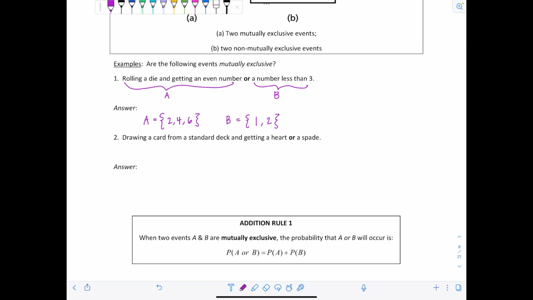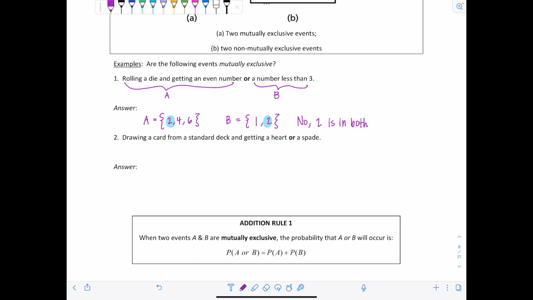Now look at these two sets here, A and B. Is there any overlap? Is it possible for something to happen that belongs to both A and B at the same time? Yes, look, 2. 2 belongs to both sets. So are the two events mutually exclusive? No, they're not mutually exclusive. 2 is in both. They can happen at the same time.